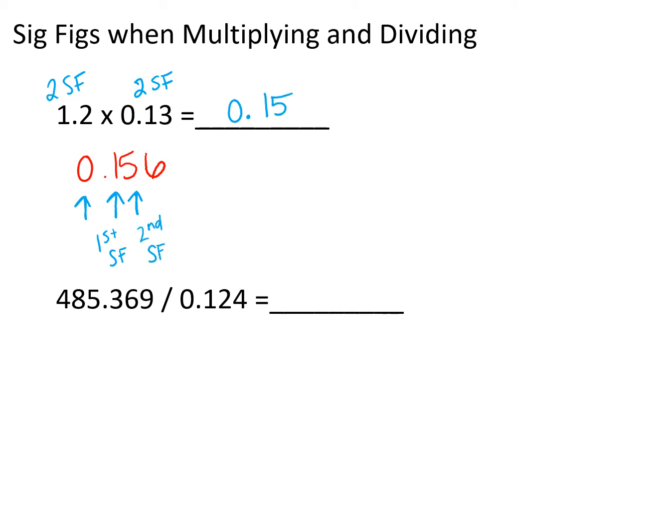Then we have to look at the 6. I can't keep that because that would give me 3 significant figures in my answer. So then I have to ask myself, what does the 6 cause the 5 to do? And it would cause it to round up.